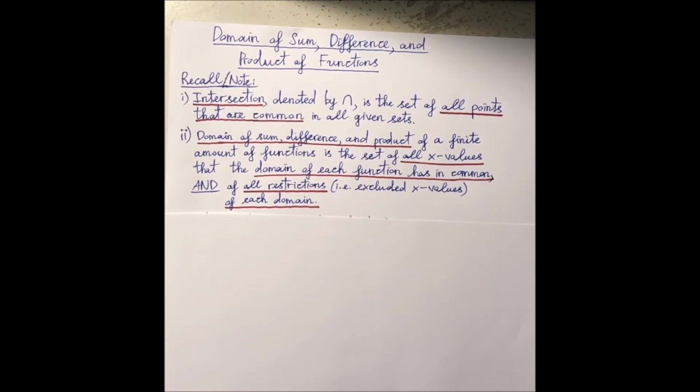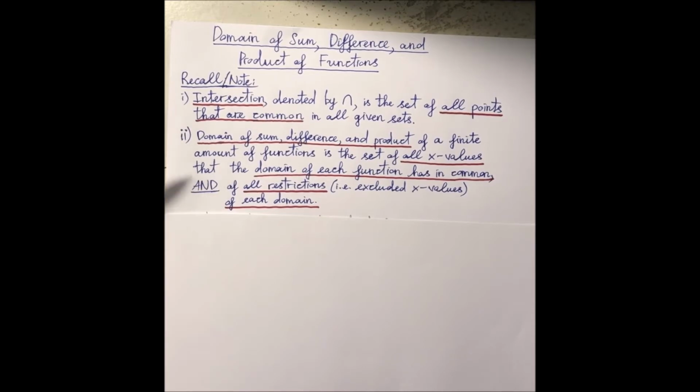Let's just say you have the set capital A, and the elements of capital A are 1, 2, 3, and the set capital B, and the elements of the set capital B are 2, 3, 4. Well, the intersection of capital A and capital B is all of the common elements that both A and B have, which is positive 2.